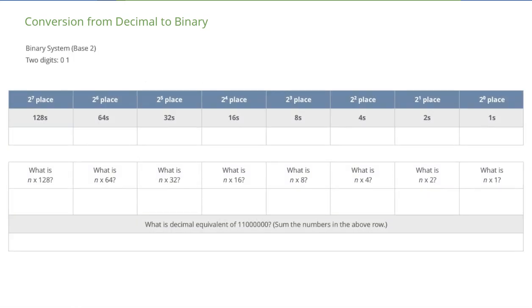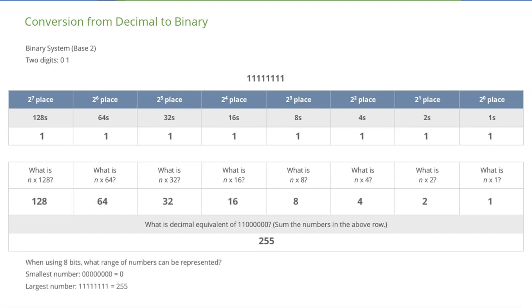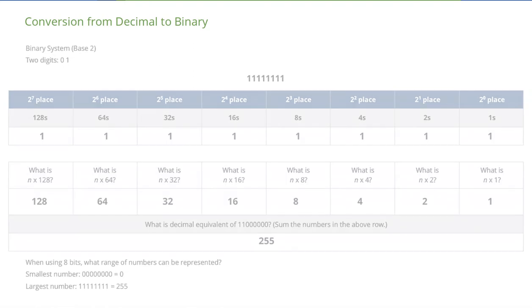What is the greatest possible number that can be represented in one binary octet? If we set all 8 bits to 1, the decimal equivalent is 255. So, with 8 bits, you can only represent decimal numbers in the range of 0 to 255.